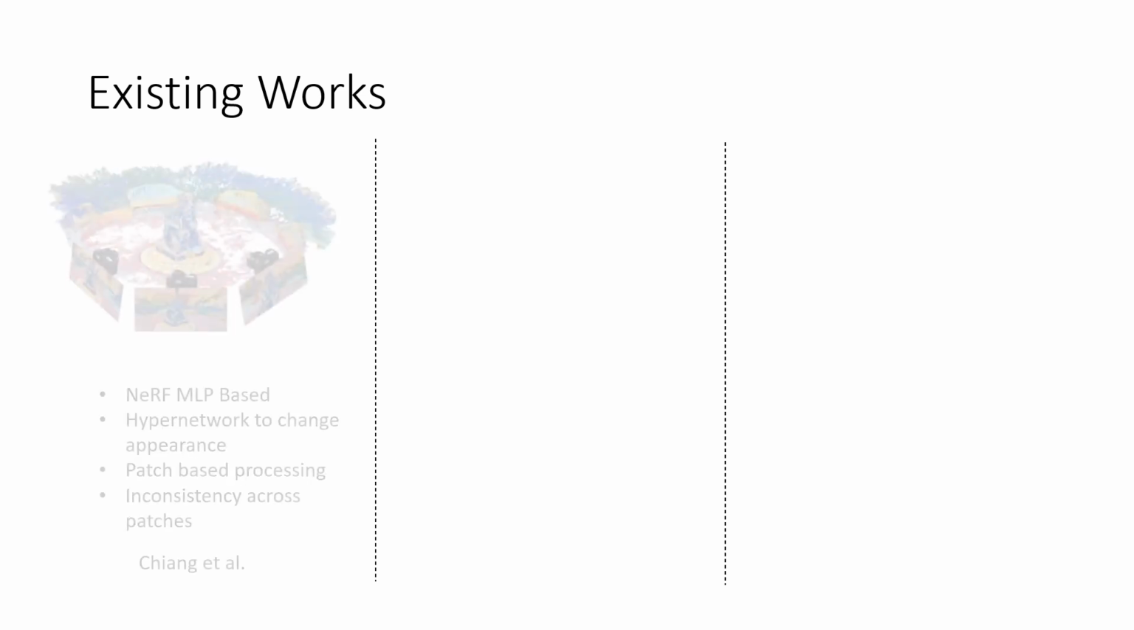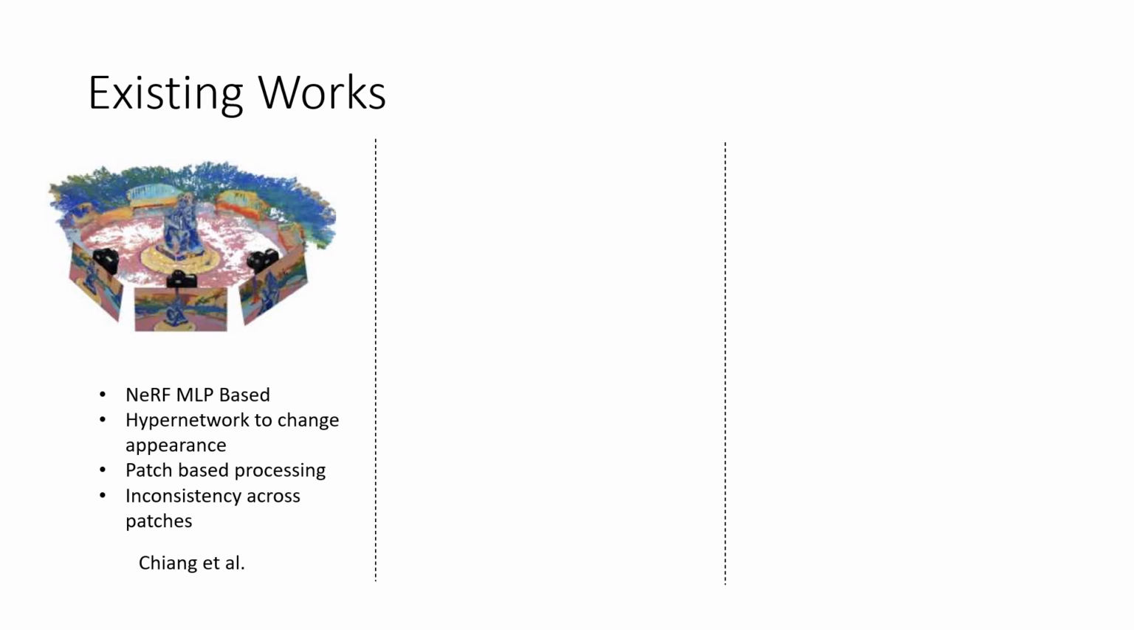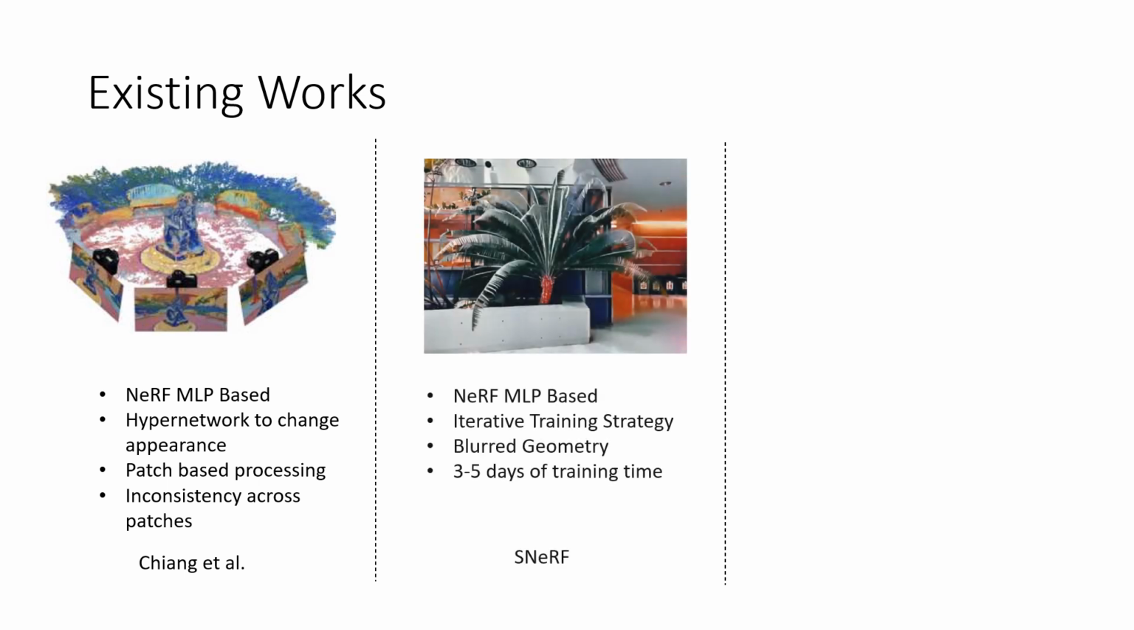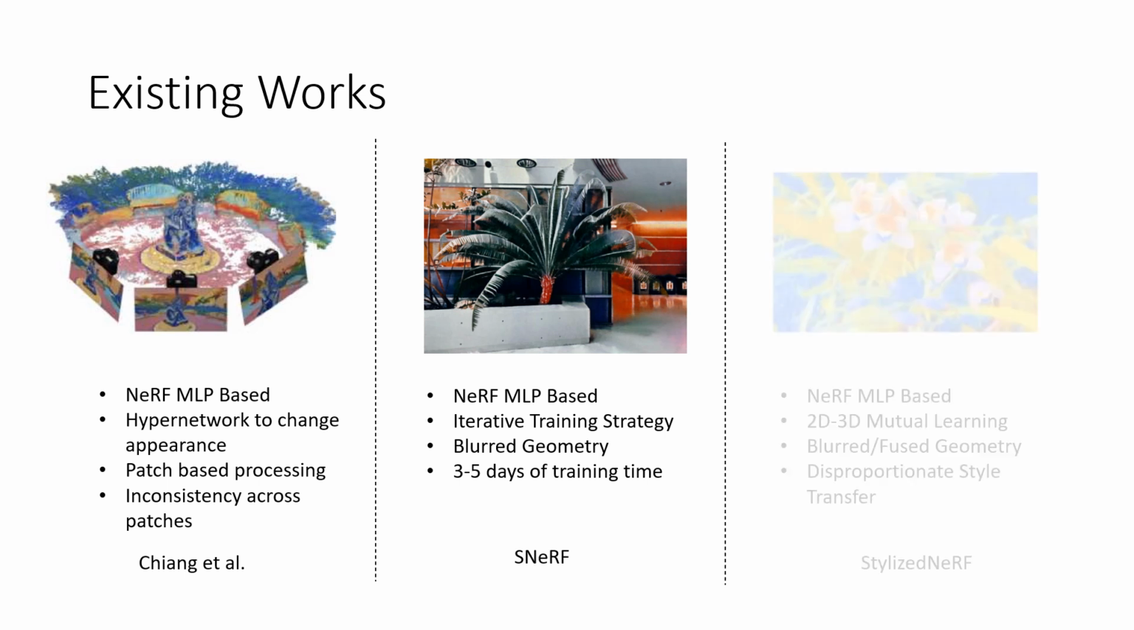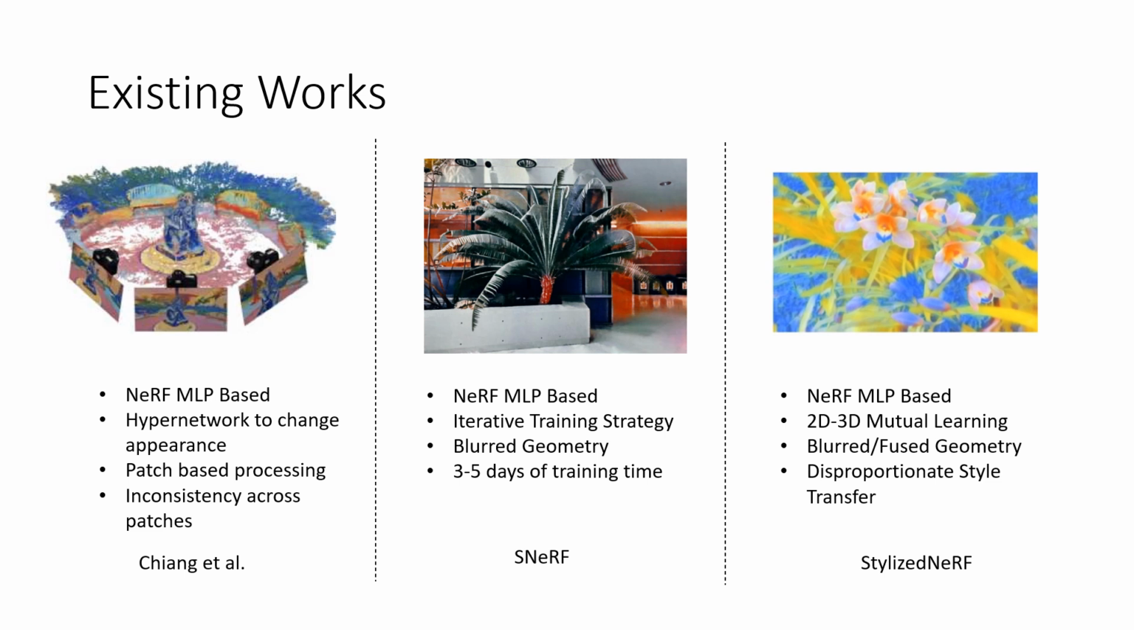Recently, some attempts have been made in stylizing radiance fields. Chiang et al. proposed to stylize NeRF's MLP with a hypernetwork's output. However, the results are inconsistent across frames due to the patch-based approach. SNeRF proposes an iterative training strategy which involves optimizing NeRF's training input and retraining NeRF 3 to 5 times. They produce blurred geometry and take 3 to 5 days of training. Stylized NeRF proposes 2D-3D mutual learning to stylize the NeRF MLP. They suffer from fused geometry and disproportionate style transfer.